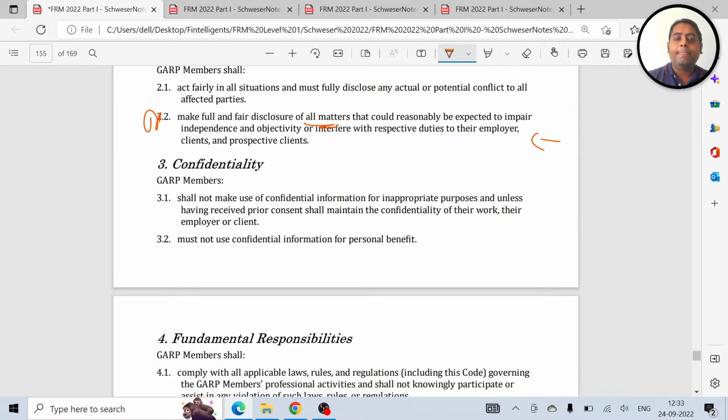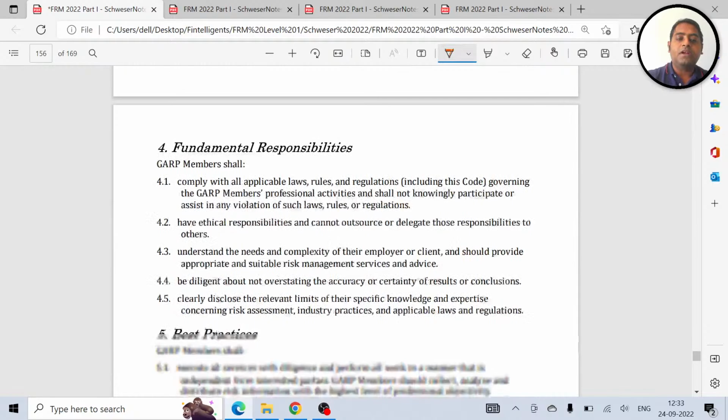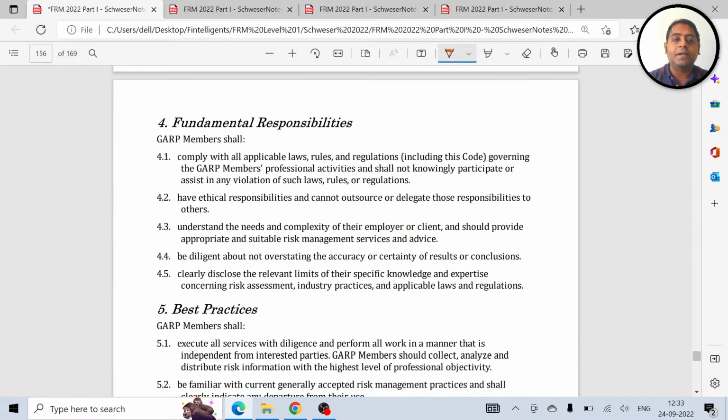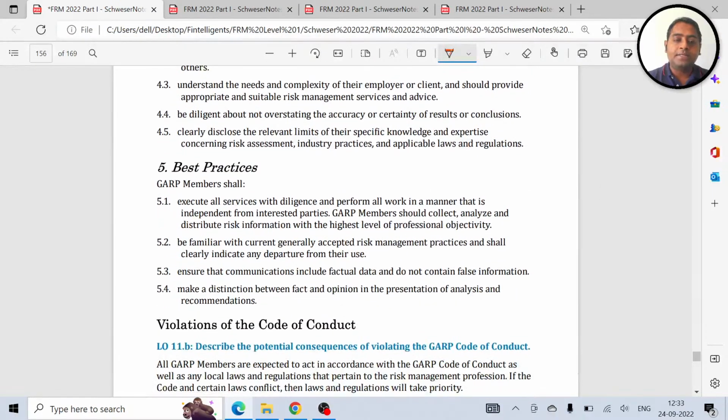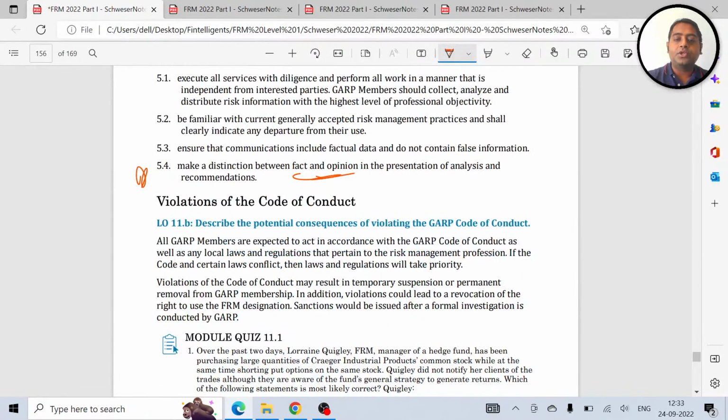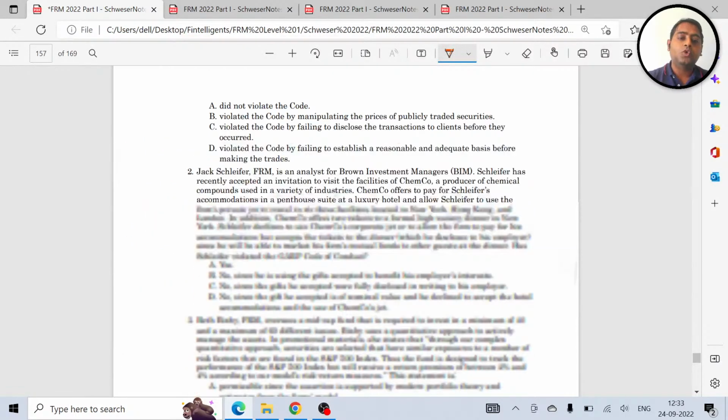Confidentiality, not very sure, but you can mark 3.1. Fundamental responsibility, within fundamental responsibility, best practices ensure communication. Distinction between fact and opinion can get tested. Okay, violation: what happens when you violate the code of conduct. Okay, so that is there.